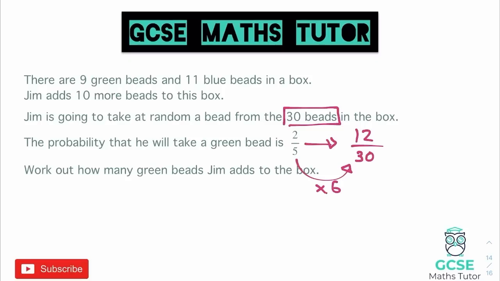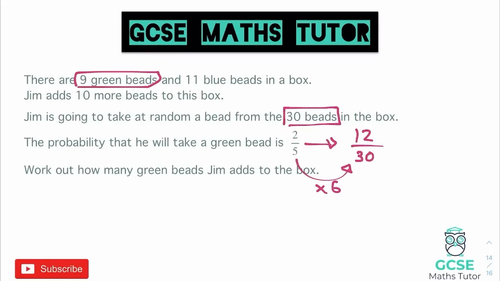And pretty much that has already solved the problem just by turning that denominator into the new amount of beads in this box. So if we look at this, we've currently got 9 green beads. We know that it has to go to 12. So we must have added 3 additional green beads into the box.